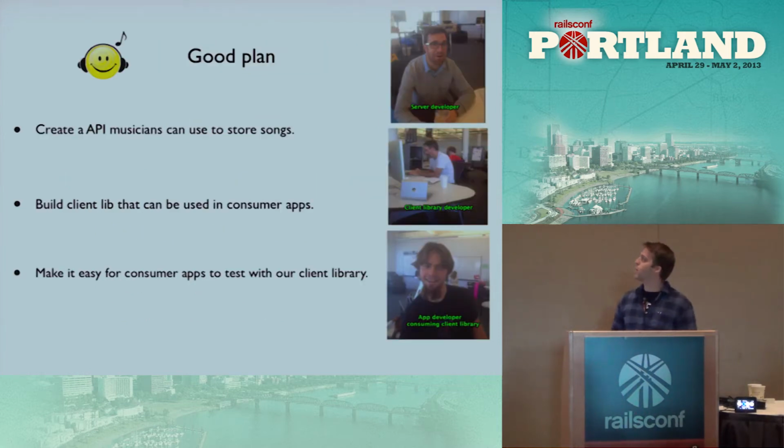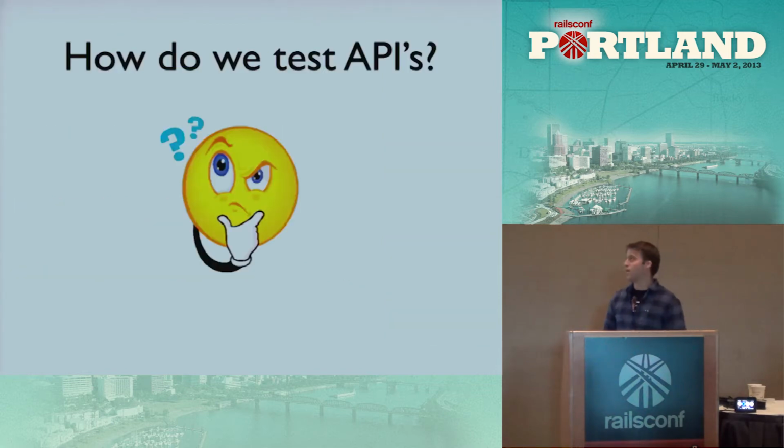We are going to create an API musicians can use to store songs with a name and a title and a unique name. We're going to build a client library that can be used in consumer applications, and we're going to make it easy for consumer applications to test with that client library that we just created, right? And these are the characters that I'm going to touch back into in this talk.